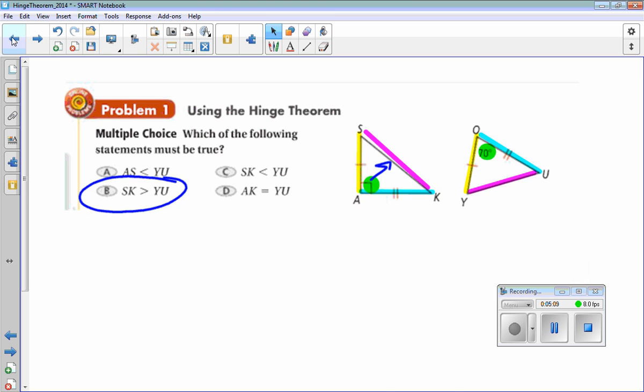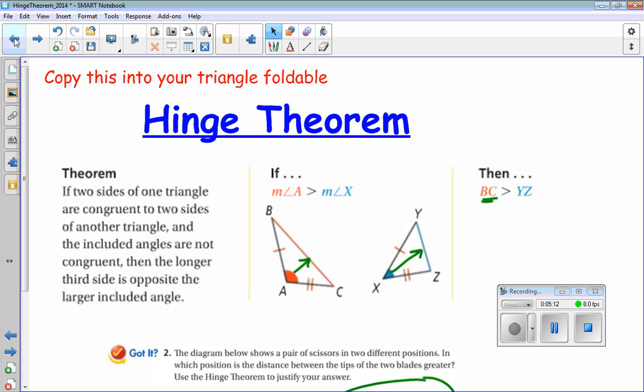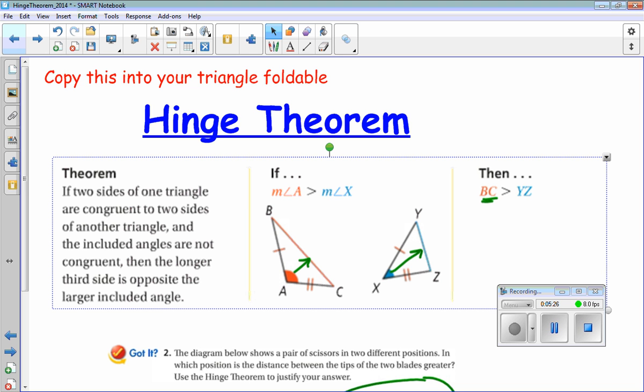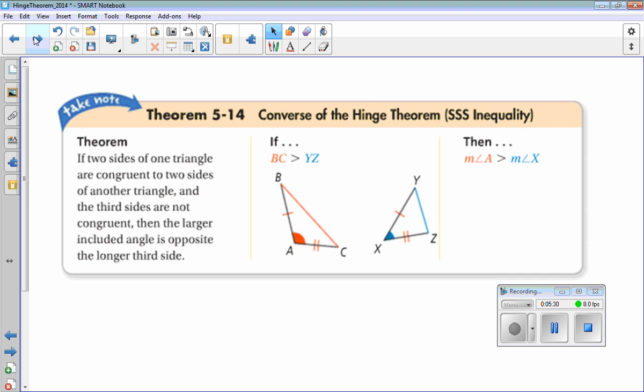The first one said if one angle is bigger than the other, then one side is bigger than the other. So what's the converse going to say? If one side is bigger than the other, then one angle is bigger. So we're just going to switch them around. Okay? So let's make sure that's what it says. If one side is bigger than the other, then the angle across from it is bigger than the other. That kind of makes sense, don't you think? Not too much of a leap there.